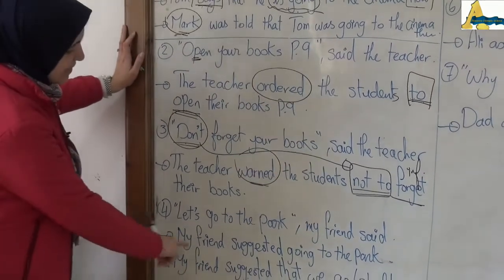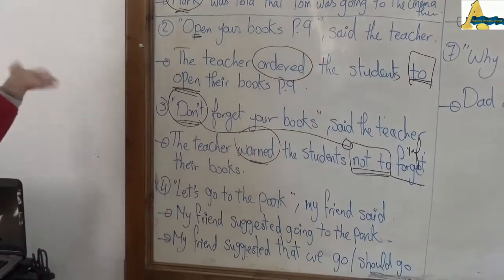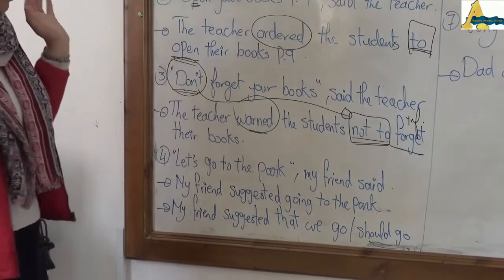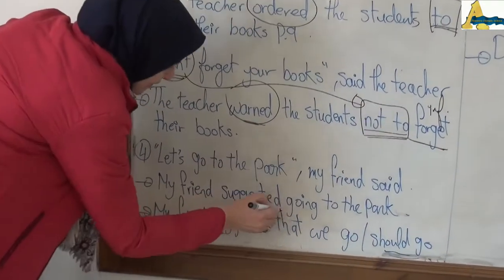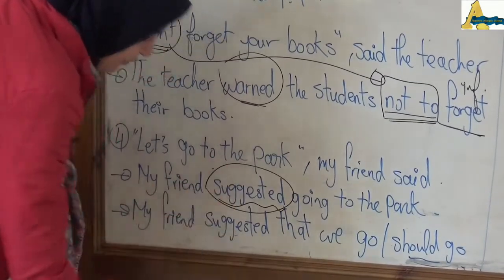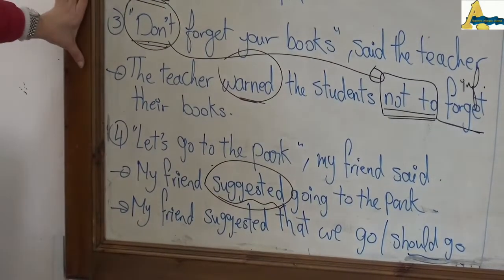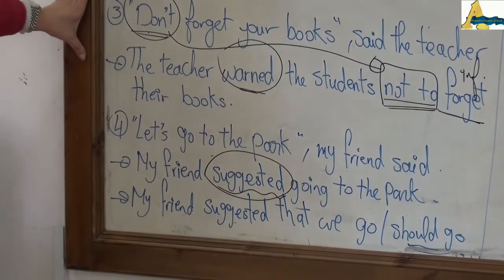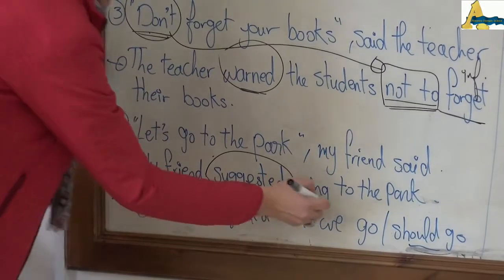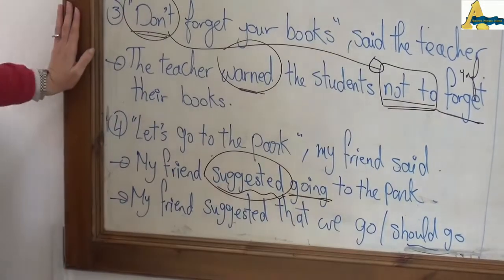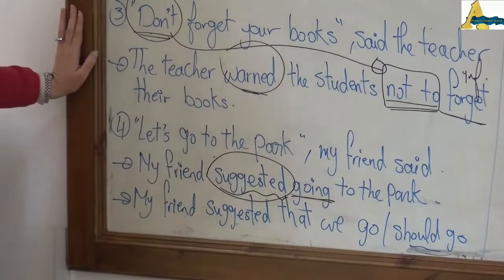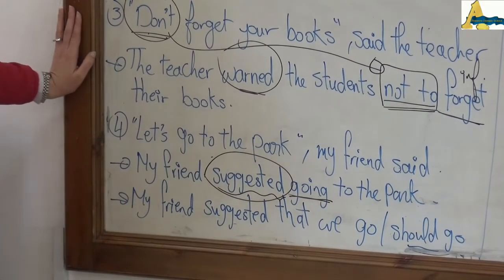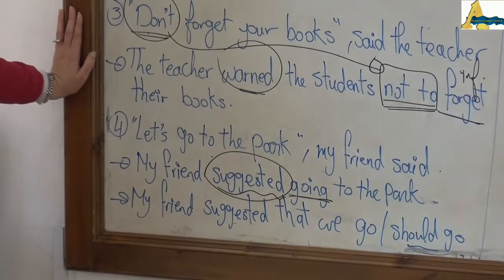Number 4, "Let's go to the park." This is called a suggestion. So I say, my friend suggested. What is the reporting verb here? Suggested. And as you all know, the verb suggested is followed by the gerund form, a verb ending in ing. So I say, my friend suggested going to the park.